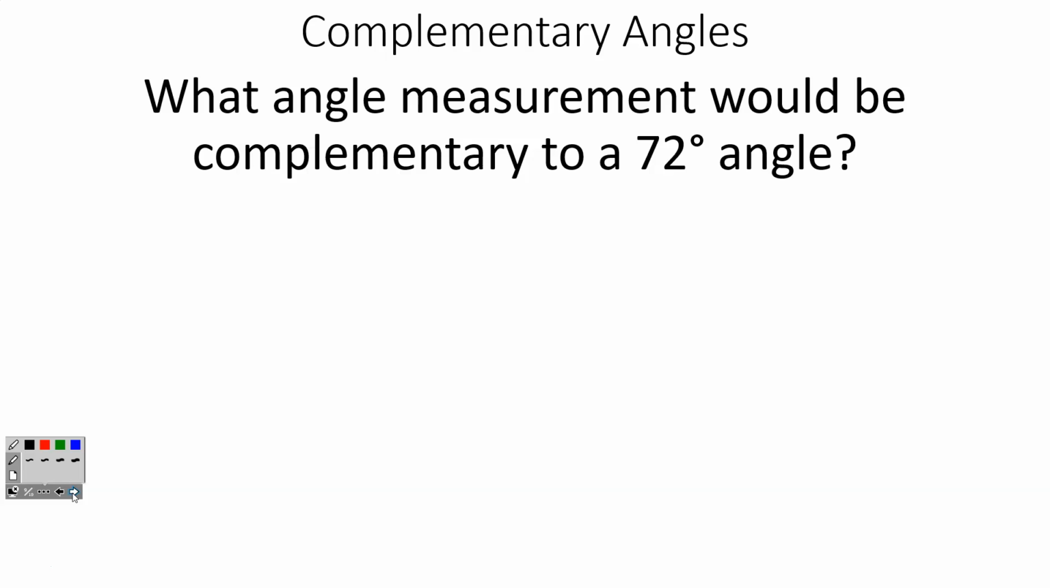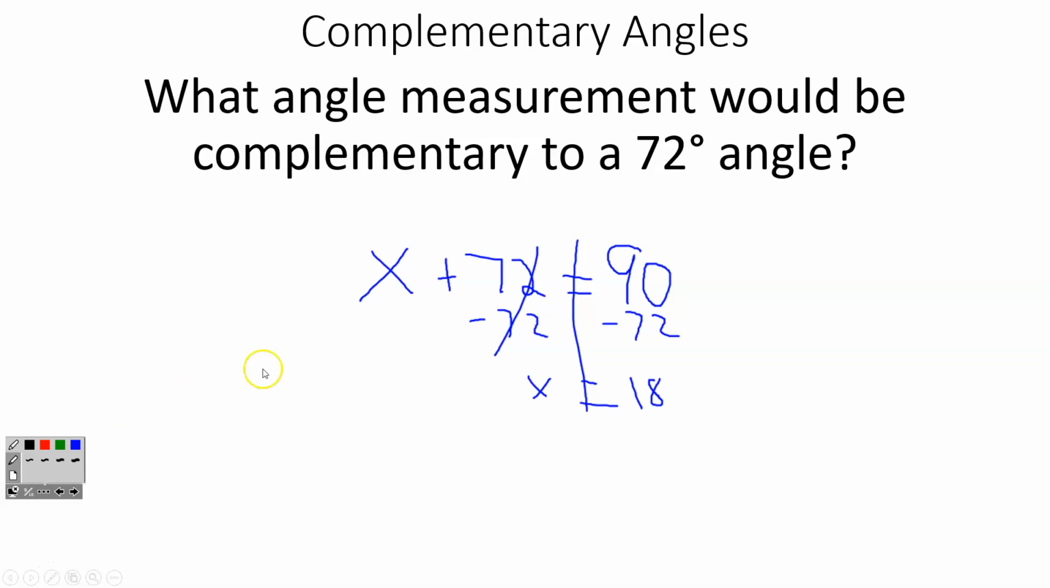Okay, here we go. So we have one angle that we don't know the measurement of, and we know that when we add it to the other angle, which was 72, they have to combine to equal 90 degrees because they're complementary. So I'm going to have x plus 72 equals 90. We're going to subtract 72 from both sides and get an answer of x equals 18.